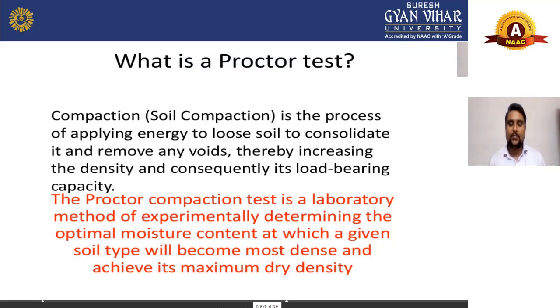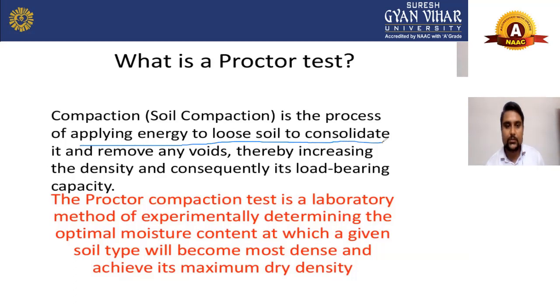the Proctor test. First, we need to know what the Proctor test is. As you can see here, compaction of soil is the process of applying energy to loose soil to consolidate it and remove any voids, thereby increasing density. Consequently, its load-bearing capacity increases. The Proctor compaction test is a laboratory method of experimentally determining the optimal moisture content at which the soil sample becomes most dense and achieves maximum density. It means we do the Proctor test just to achieve the maximum dry density of a soil.